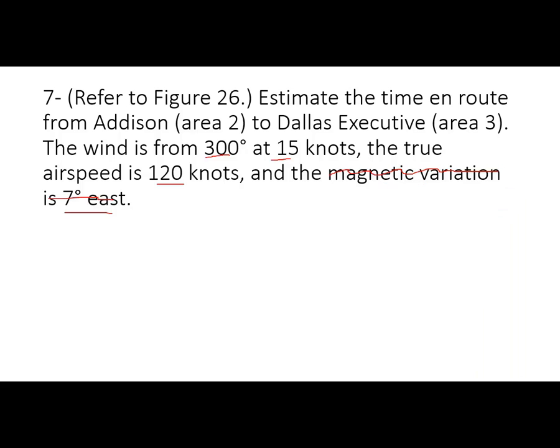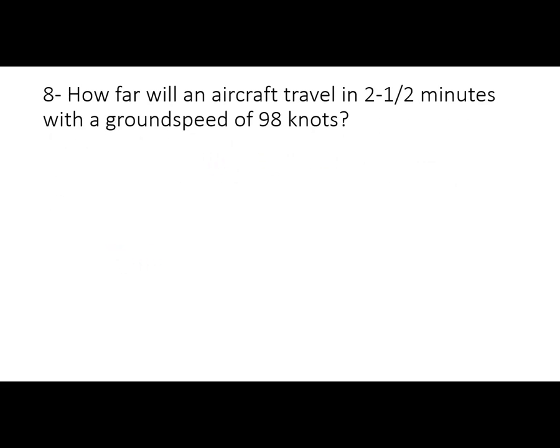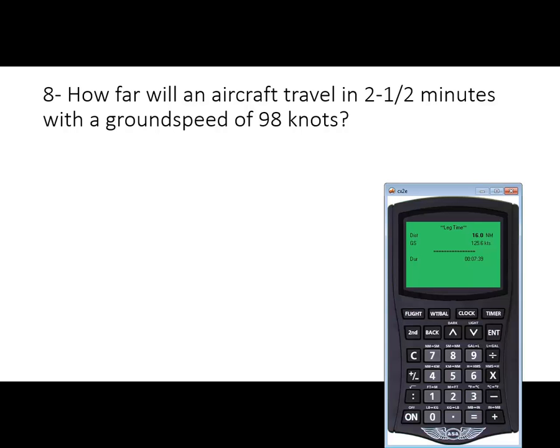So you call that 7 minutes and 39 seconds. Now, if you measured the distance slightly different, used 16.5, then you're going to call it a different time, but it should be close. How far will an aircraft travel in 2.5 minutes with a ground speed of 98 knots?